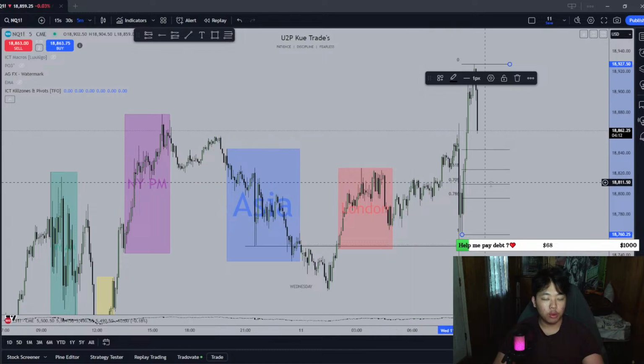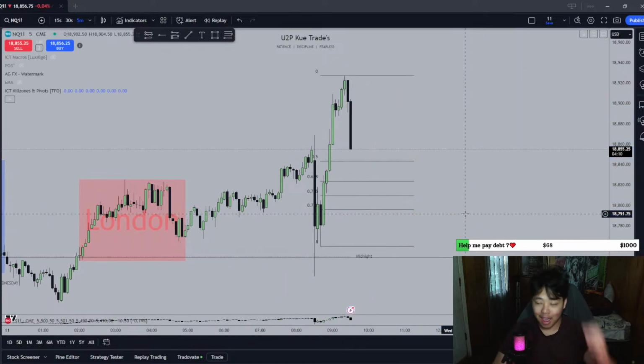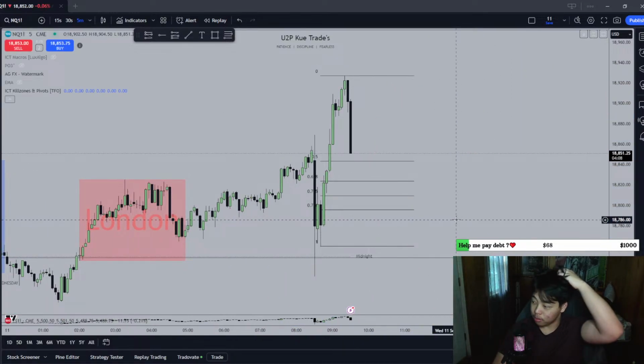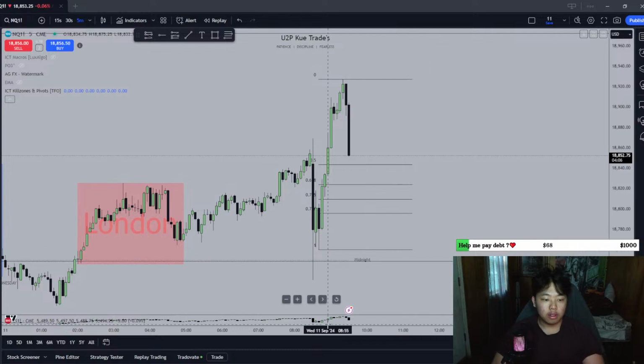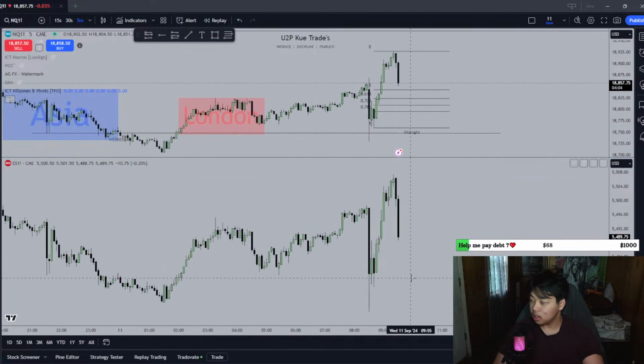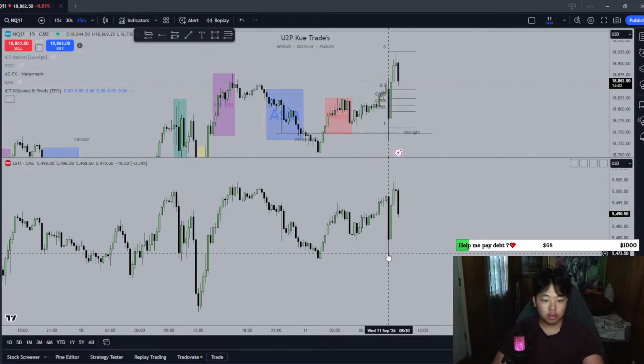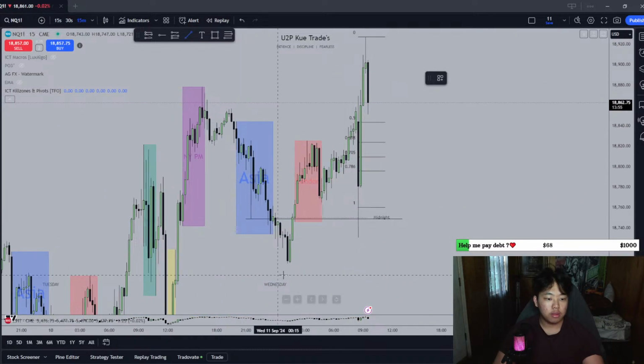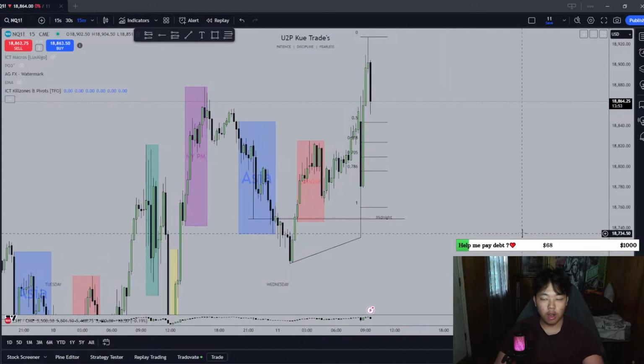So this is my dealing range. I'm looking to buy at discount and sell at premium. Look at SMT. We have SMT divergence here. So I'm looking for bullishness signs, and I'm looking for higher prices.